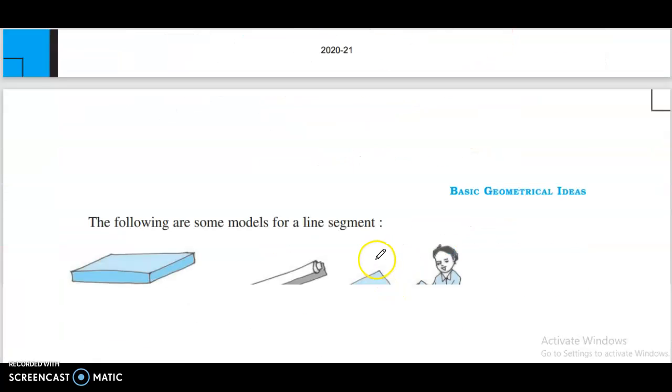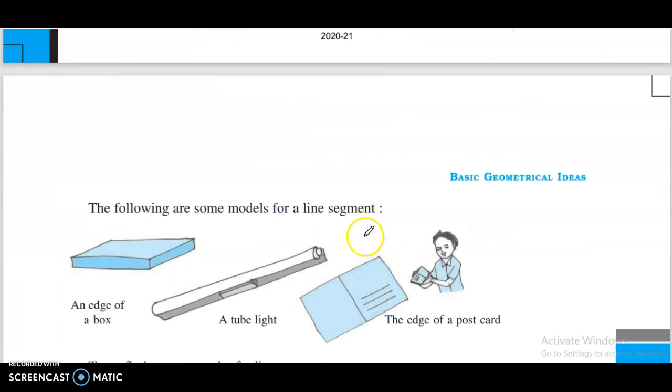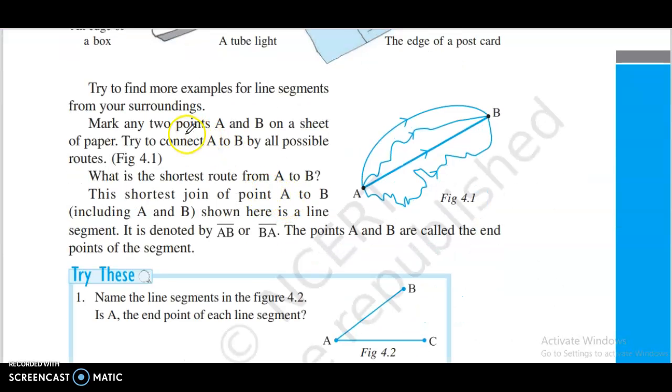The following are some models for a line segment: an edge of a box, a tube light, a postcard. Try to find more examples of line segments from your surroundings.